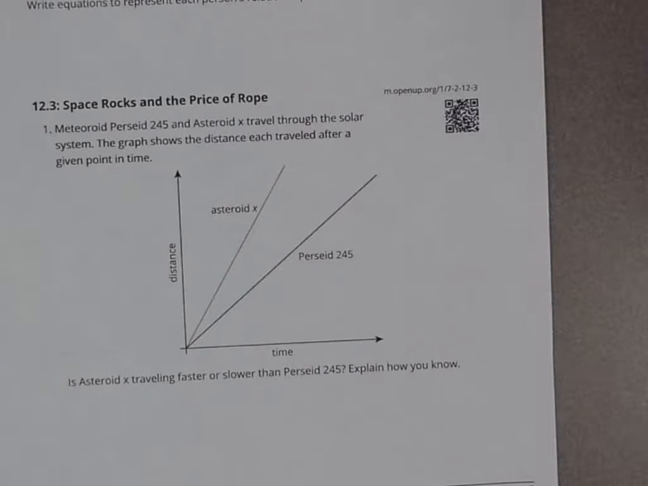So I know what Asteroid X is. That's how much time it takes to say Perseid 245. So who goes fastest? Asteroid X quickly.